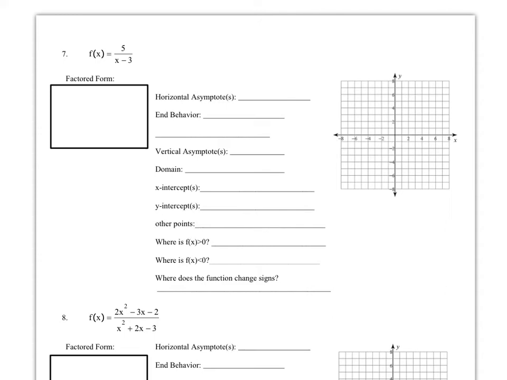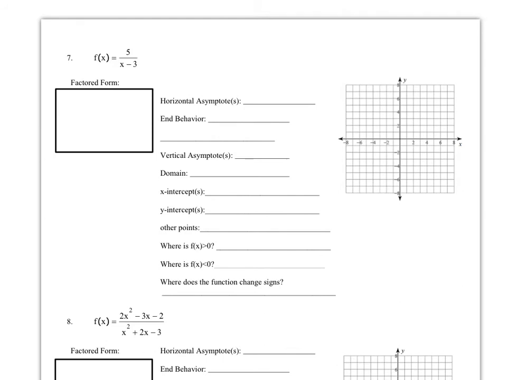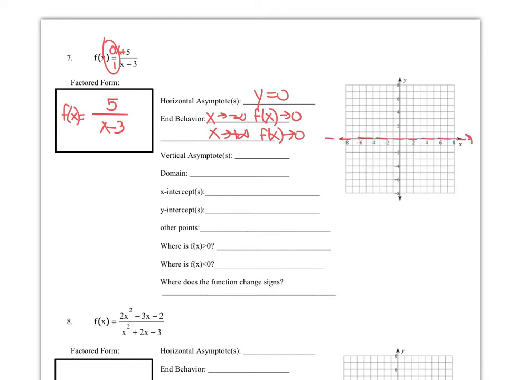Okay, question 7. It already is factored. There is no factoring to do. So we're already good with that. Horizontal asymptote, remember, is the ratio of your leading coefficients. Since it's degree 0 over degree 1, we can add in a 0x up top, and you get a ratio of 0 over 1, which is y equals 0. And that tells you your end behavior as well. And we can draw that in as a horizontal line.